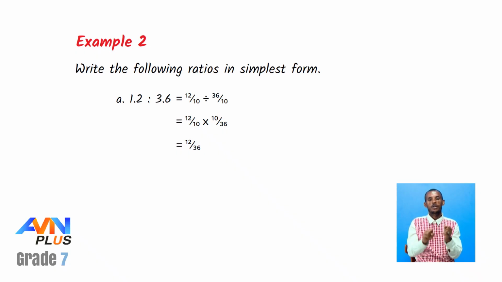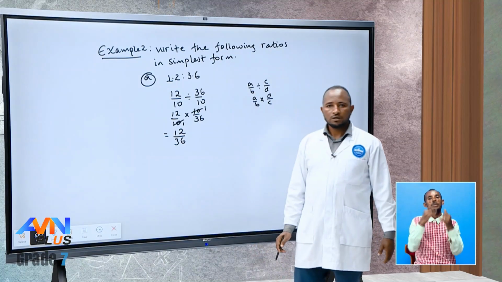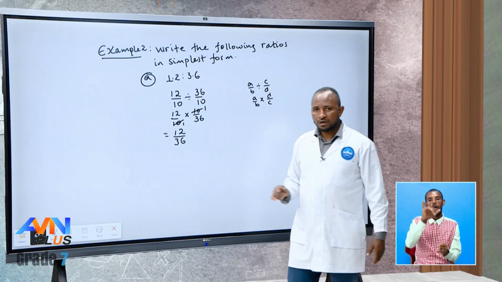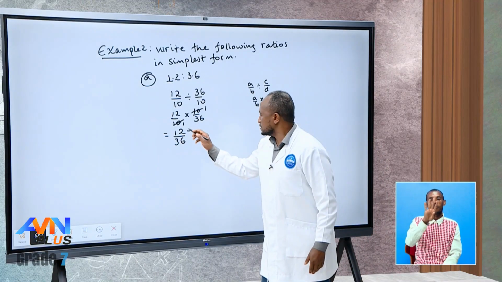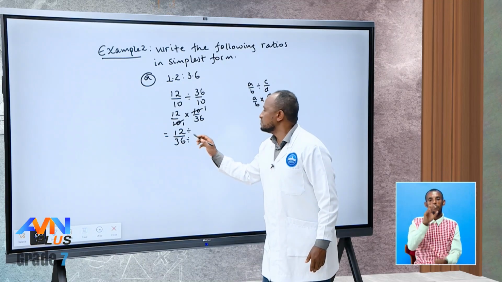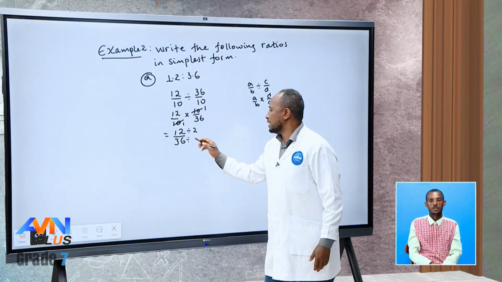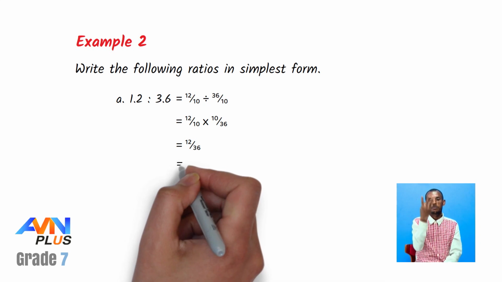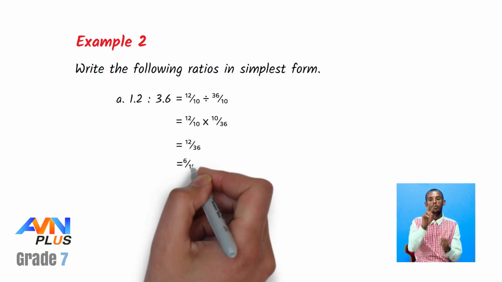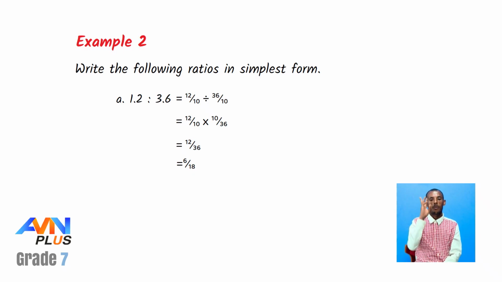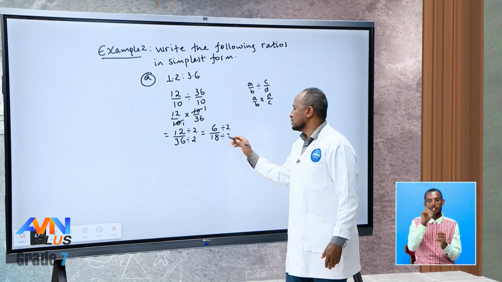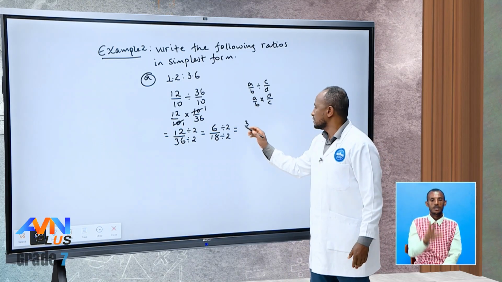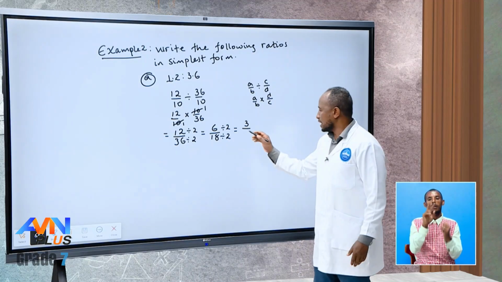So, next to this, I have to simplify this. Both can be divisible by 12, but to see it in detail, simply divide both by 2 first. By 2, you have 12 divided by 2, it is 6, and 36 divided by 2, it is 18. Again, you can divide this by 2, so you have this one. 6 divided by 2, it is 3, and 18 divided by 2, it is 9.